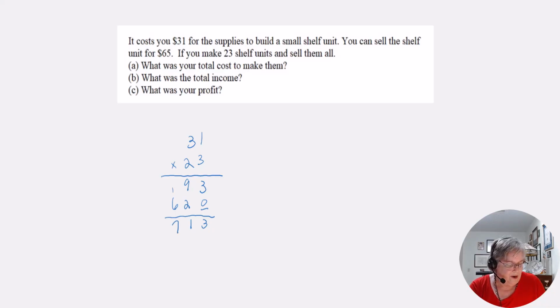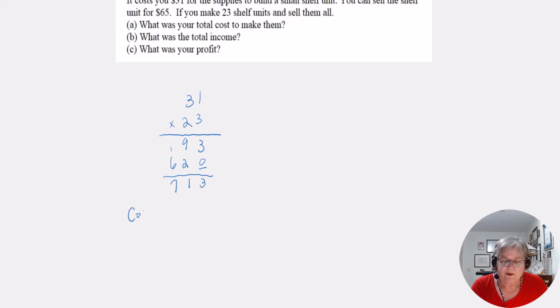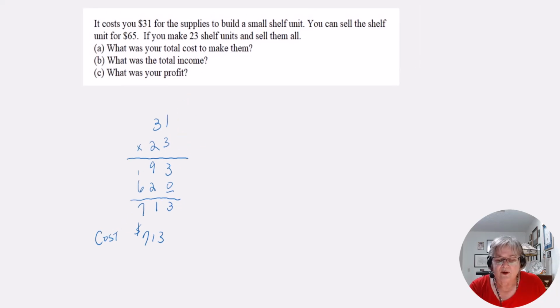Okay, so my total cost to build these was $713. Now, what's the total income? The price I got paid was $65 for 23 shelves. So 3 times 5 is 15. Carry the 1. 3 times 6 is 18, plus 1 is 19. Skip a spot. 2 times 5 is 10. Carry the 1. If that bugs you, it's going to be like, how many ones am I adding? Erase this, all right?